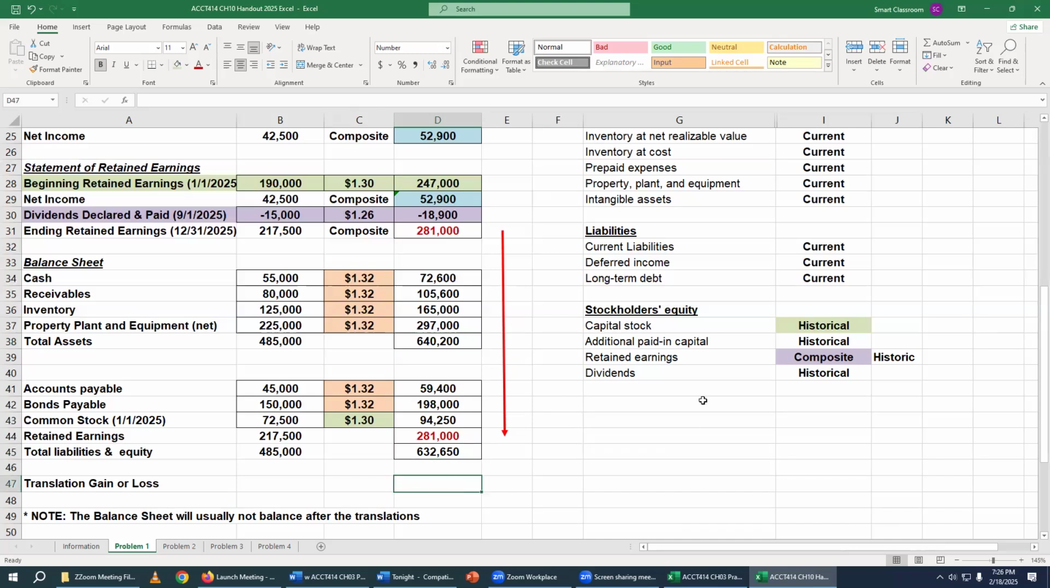So the difference between those, is it going to be a gain or a loss? We have more assets than liabilities. Gain. Gain, good. This would be a gain of 775. So this would be a translation gain.